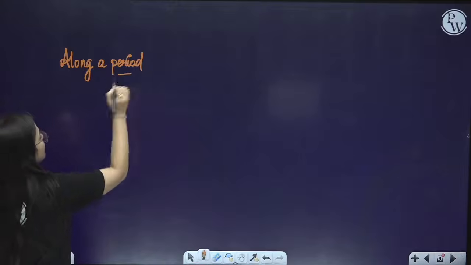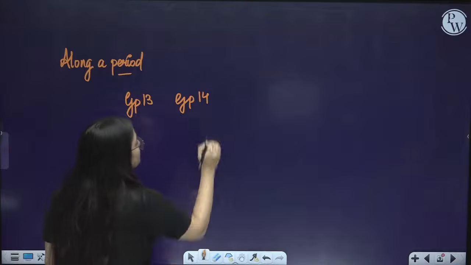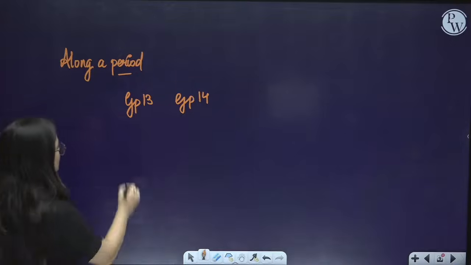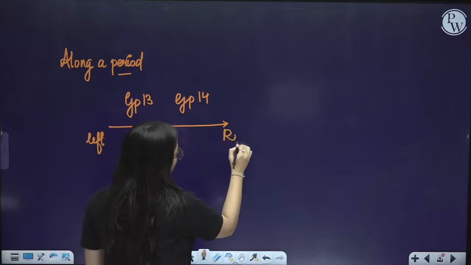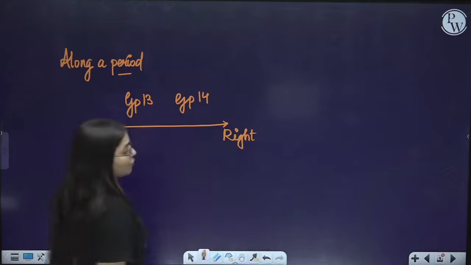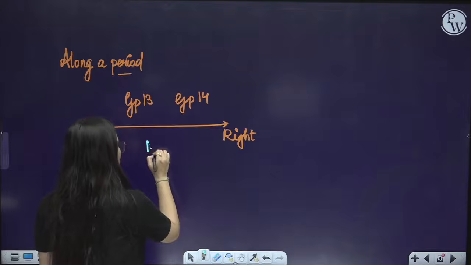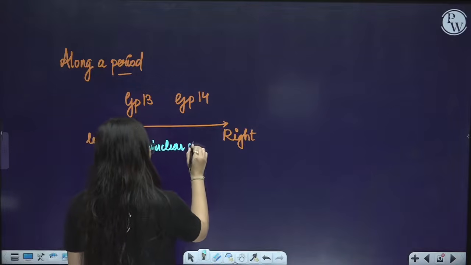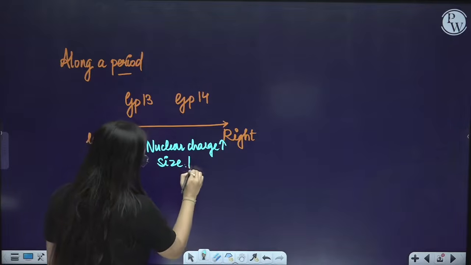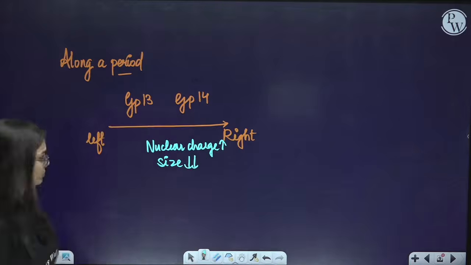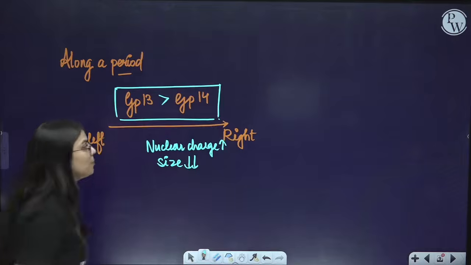Let's talk along a period. That means if I talk about group number 13 and group number 14, because we are comparing both of these groups. So let me tell you, students, when you're moving from left direction towards the right direction, what you're going to observe is that nuclear charge will increase. If nuclear charge increases, size is going to decrease. That means group number 13 has more radii than group number 14.